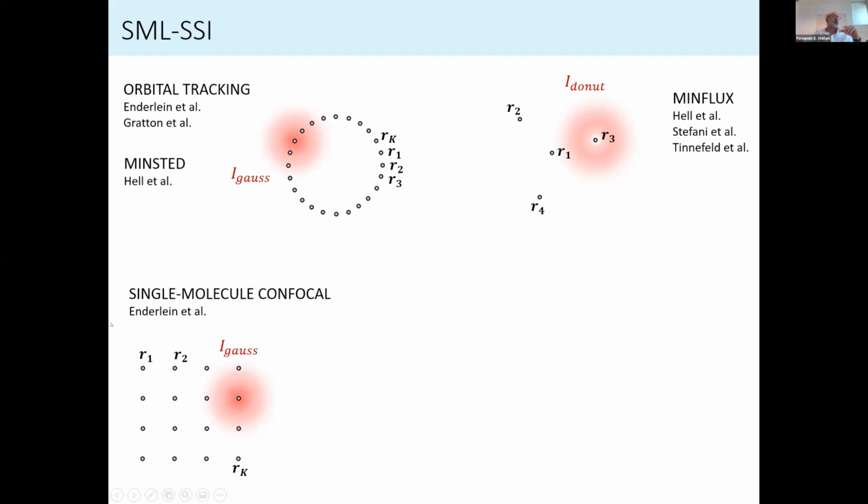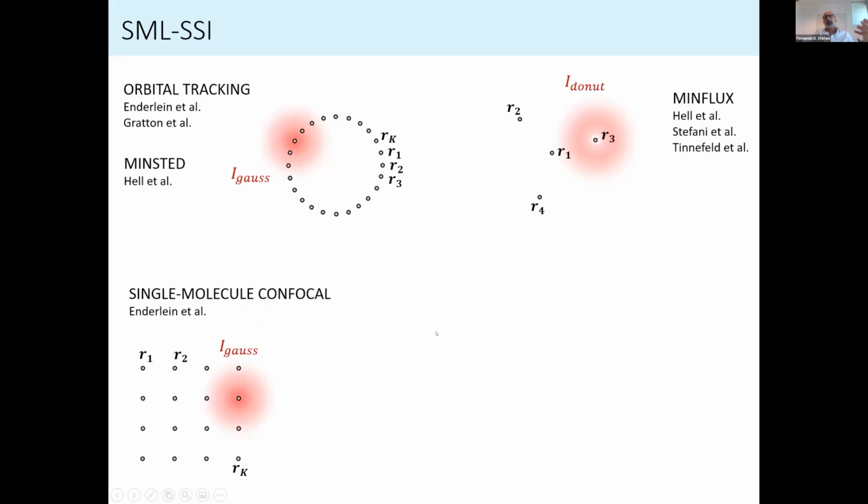PyFLUX is a different technique in the sense that it uses a focus light with a central zero of intensity. In this case, it's not a Gaussian beam, it's a beam that we call a donut focus, used over several positions to determine the position of a molecule. And single molecule confocal localization basically consists of obtaining an image of a single molecule by raster scanning a Gaussian focus over a molecule, and using that image to determine its position. This has been shown by the group of Enderlein recently.